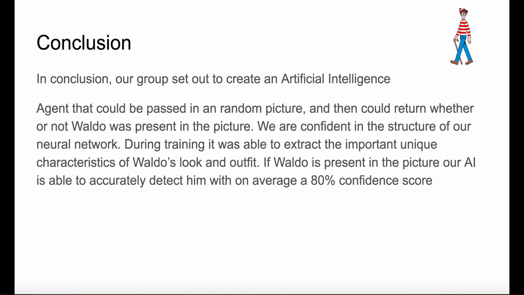In conclusion, our group set out to create an AI agent that could be passed a random picture and determine whether or not Waldo was present in the picture. We are confident in the structure of the neural network that we created. During training, we found that it was important to focus on Waldo's characteristics, like his look and outfit. And if Waldo was present in the picture, our AI was able to accurately detect him with, on average, an 80% confidence score.